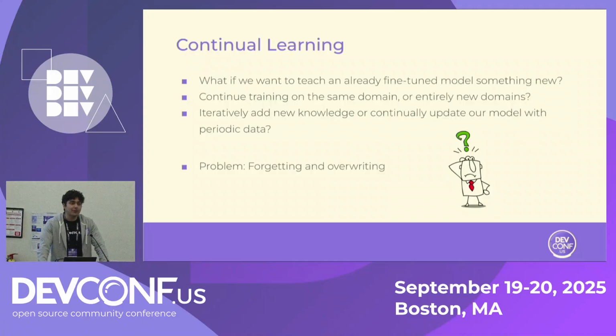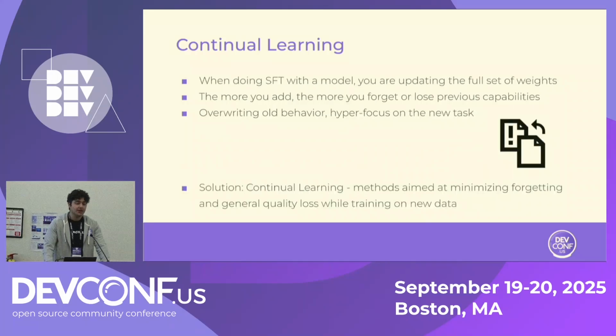So this is a big problem when it comes to supervised fine-tuning, is forgetting and overwriting. You see, when we do supervised fine-tuning, we're actually updating the full set of model weights. The more you're adding to your model, the more you're forgetting the old information because you're actively overwriting the entire model. So how do we solve this? Well, currently there's a lot going into continual learning research, which means methods that are aimed specifically at solving this problem of minimizing forgetting and keeping the general quality of your model high while you introduce new data.